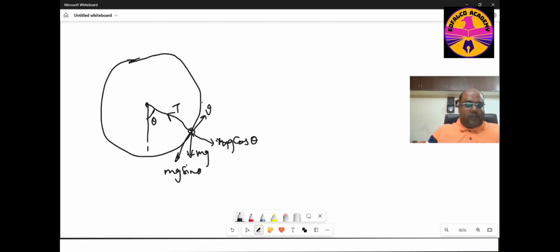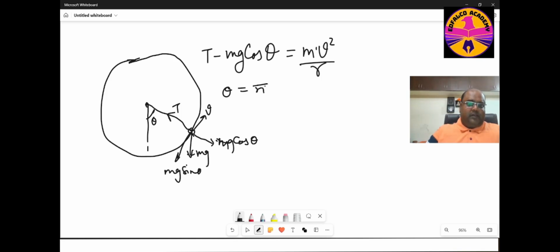So what is the equation? The equation says that along the radial line, I can put T minus mg cos theta as the resultant force inward, and that will be equal to mv square by r. Now imagine at the highest point, theta is equal to pi, right? When theta becomes pi, that means the body has reached the topmost point. Now what happens there? This will become T plus mg is equal to mv square by r.